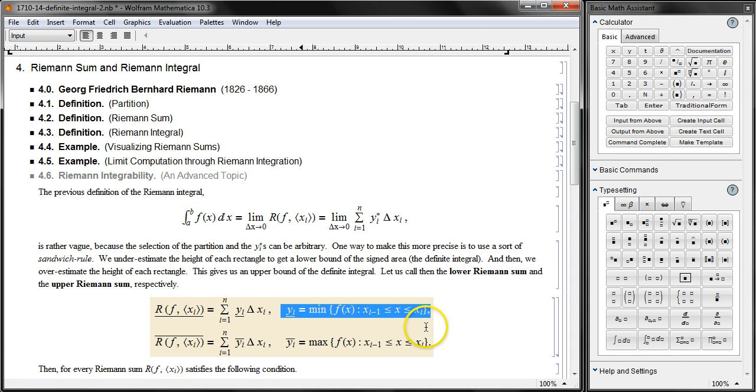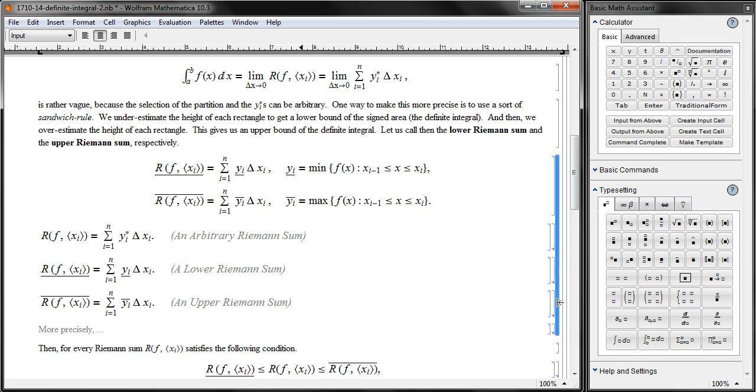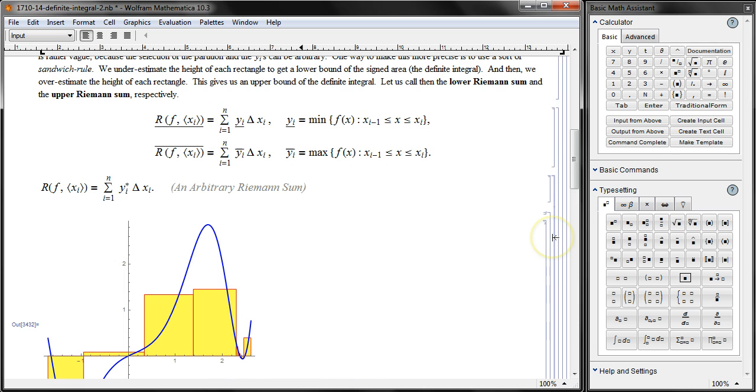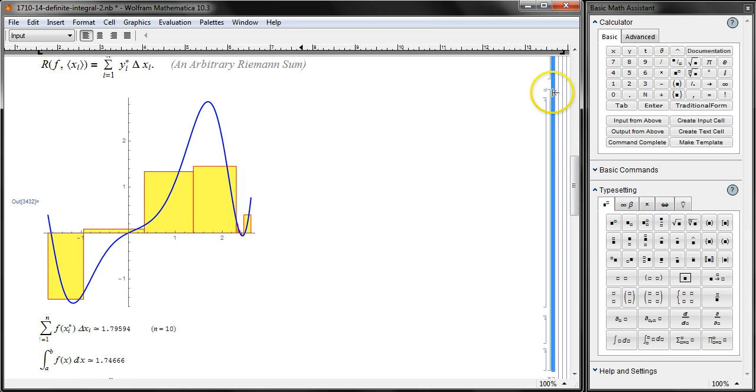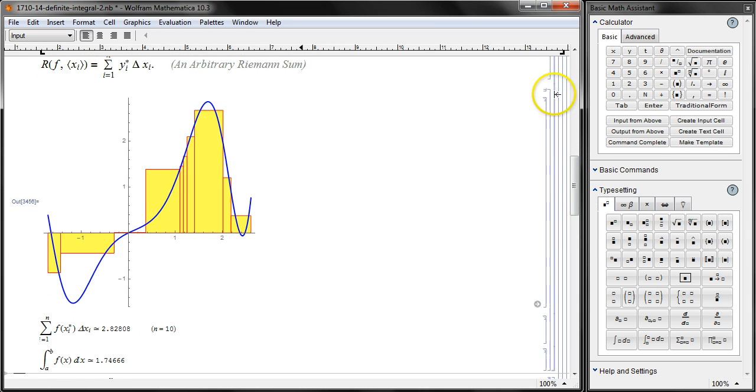And then what do you get? This is going to be underestimation, and this is going to be overestimation of each individual rectangle. Add them all together, what do you get? Underestimation of everything, overestimation of everything, which we call lower Riemann sum and upper Riemann sum respectively. We use this lower bar and upper bar to represent them. And here is the visualization. Arbitrary Riemann sum is truly arbitrary, so if I run it again, I'm going to get a drastically different picture.